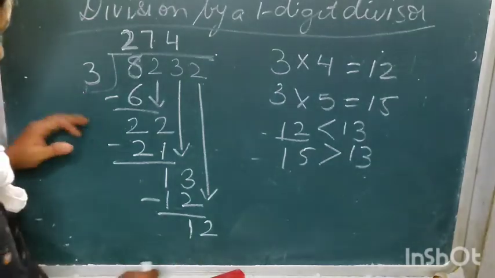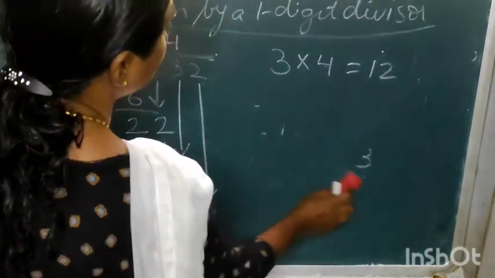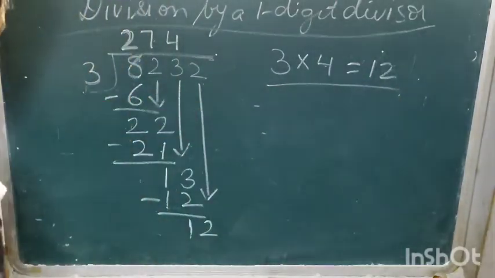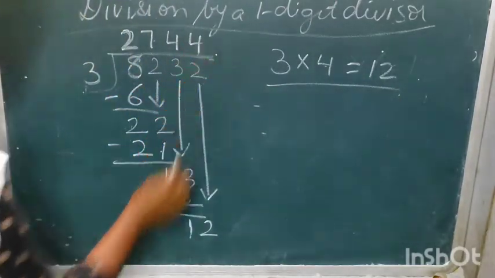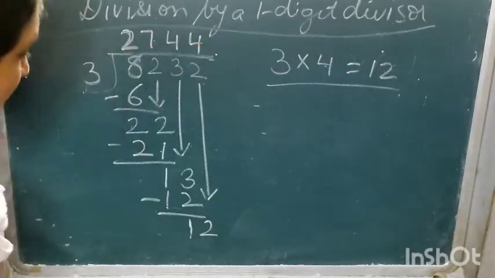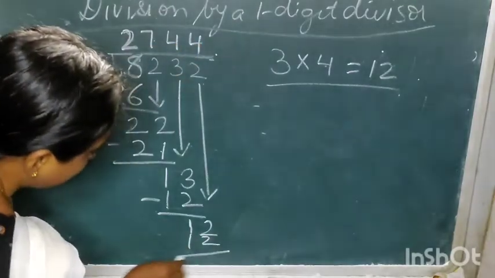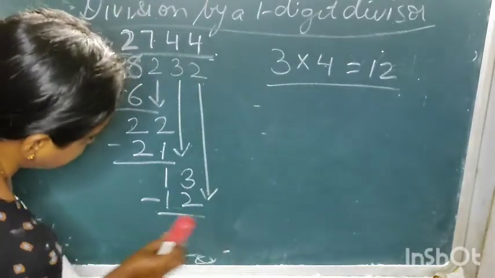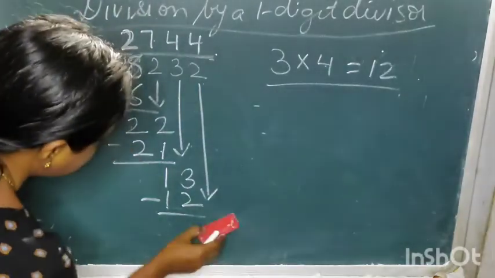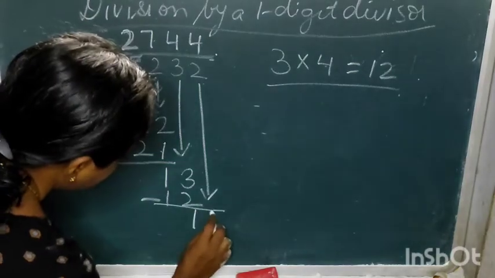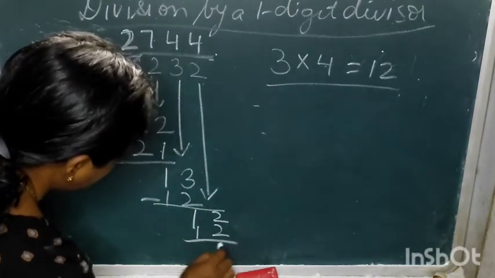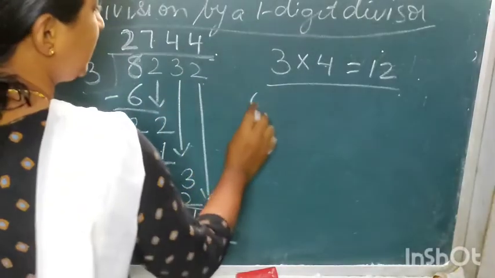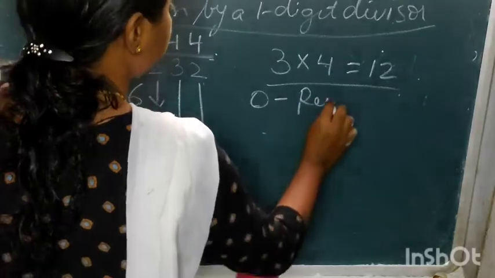So here, 3 into 4 is 12. We got the exact number. So we'll write 4 in the ones place. 3 into 4 is 12. When you subtract, you get 0 as remainder. So here 0 is the remainder.